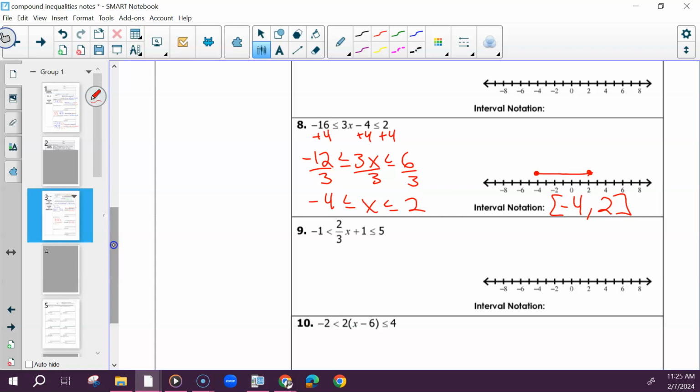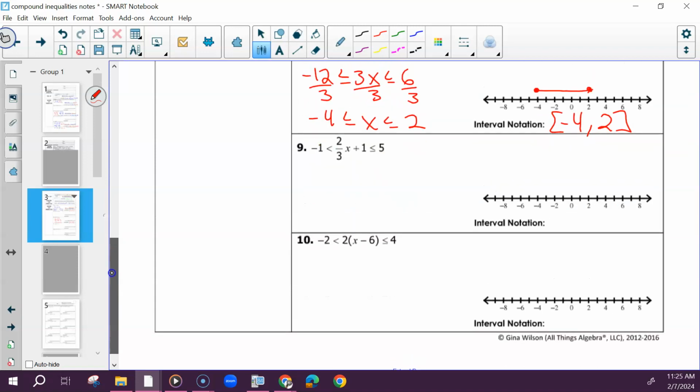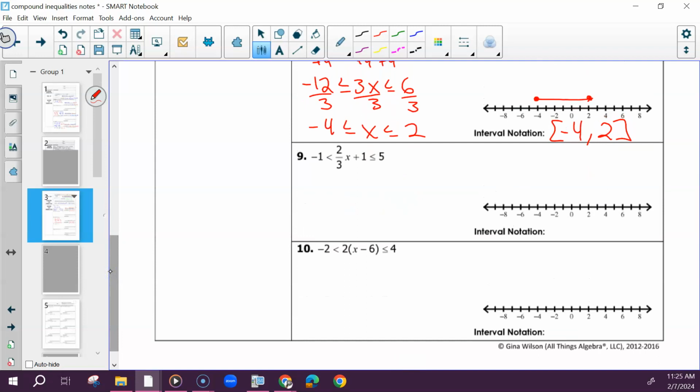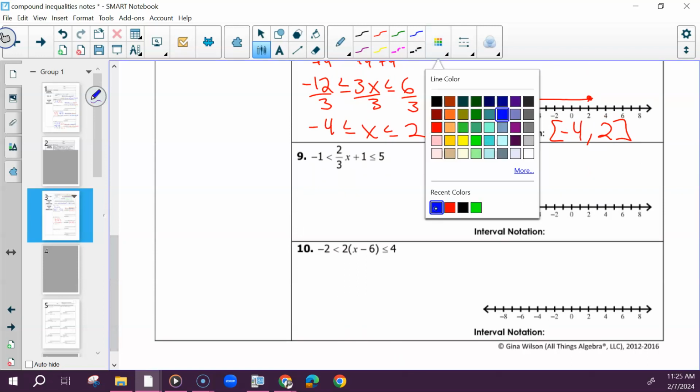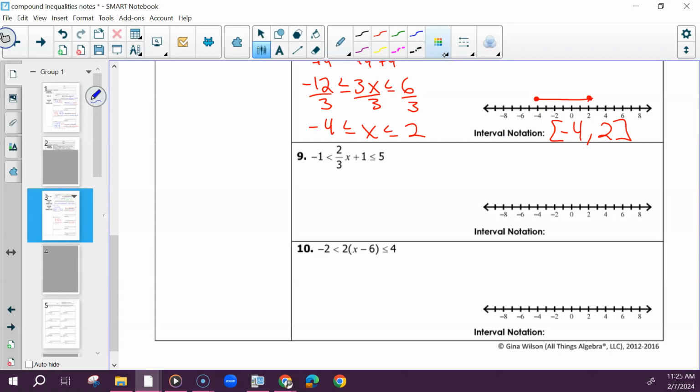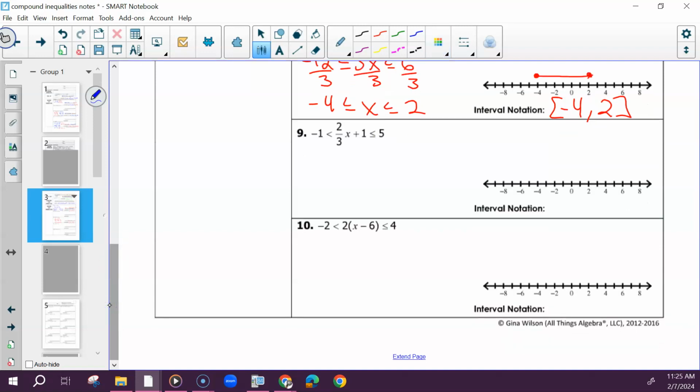Okay, let's do number 10. This one is like one we've done before. We could either divide everything by 2 because everything here can be divided by 2, or we could distribute and deal with that. Do you want to divide or distribute? Divide, okay. If you want to distribute, you can still do that. I'm going to divide everything by 2. So again, this only works if everything is divisible by what you're dividing by. So -1 is less than, the 2's cancel here, so x minus 6 is less than or equal to 2.